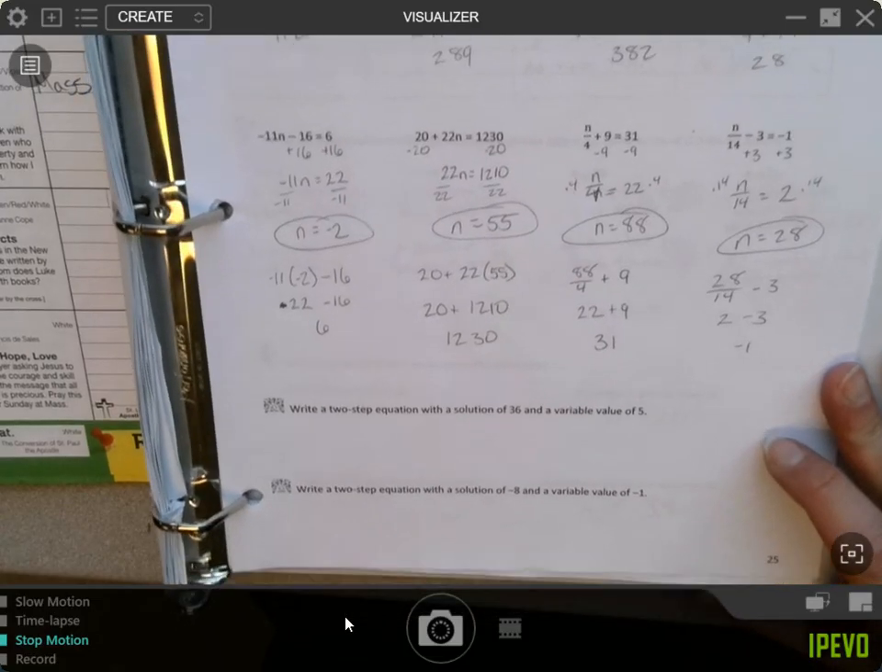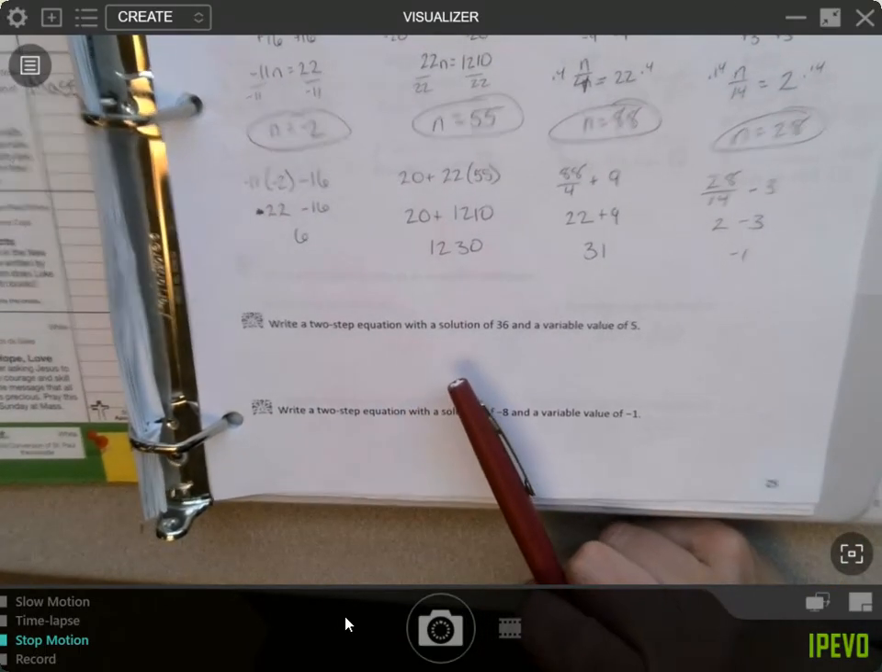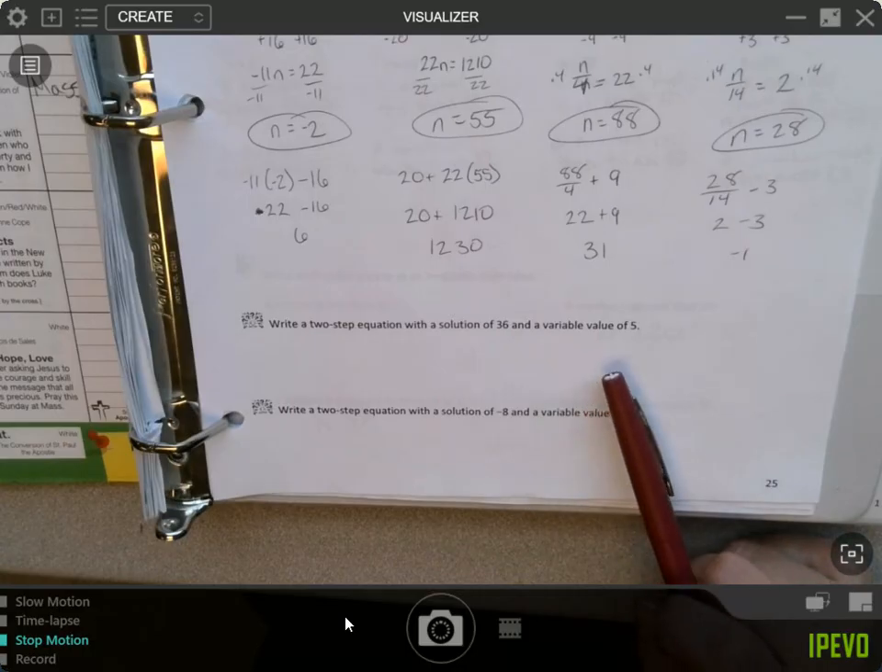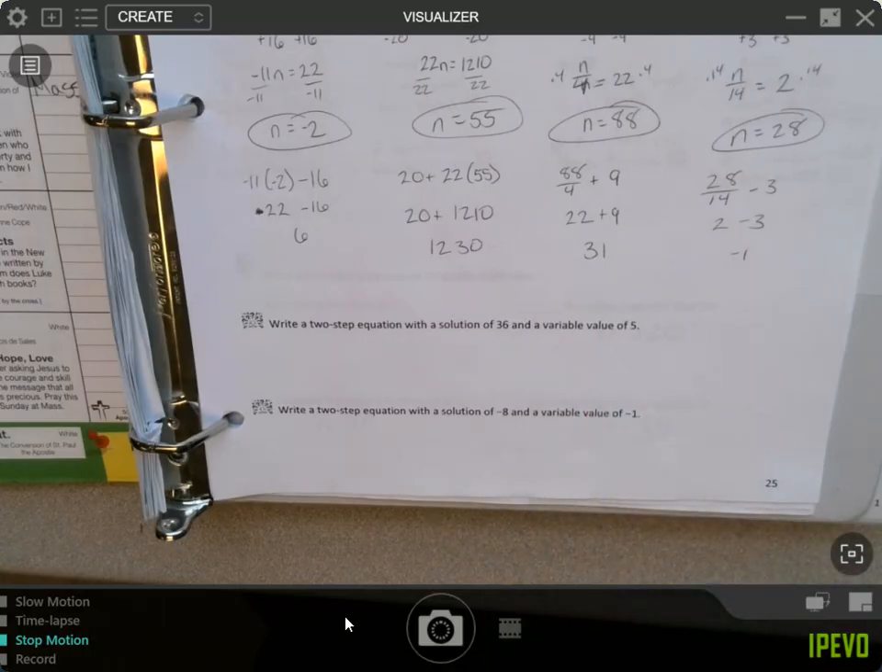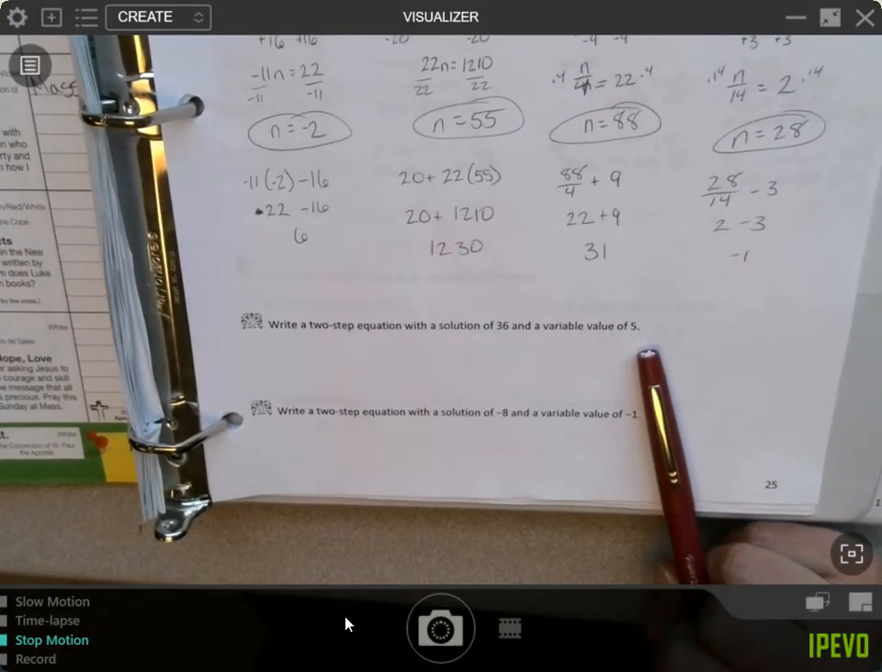All right, on the bottom, it says write a two-step equation with a solution of 36 and a variable of 5. Remember I said what you want to do is set up your equation using that number 5, that value of 5, and then rewrite it and put the variable in for the 5.